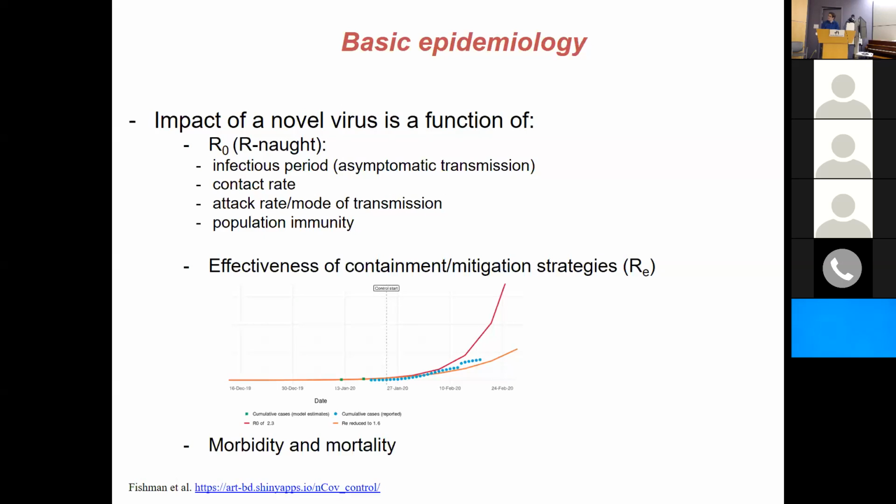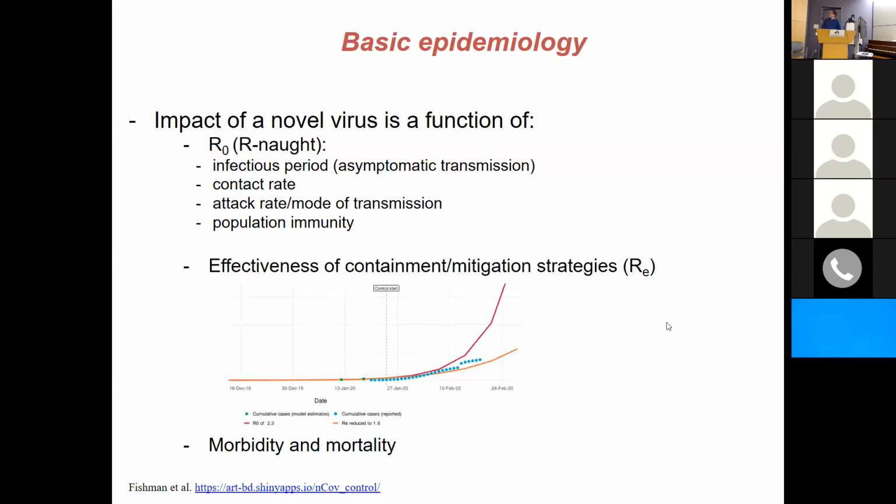I have the link down here from David Fisman from Toronto, where you can play around with what happens if you reduce the transmission, or the R0, by 20%, 40%, and how your epidemic curve looks. Obviously, the more you can reduce transmission, the flatter your peak will be, but typically the longer your epidemic locally. And morbidity and mortality I will talk about.